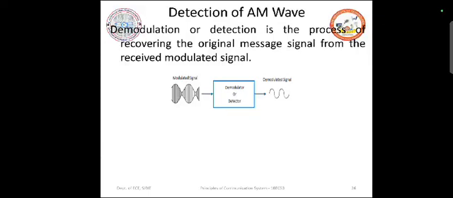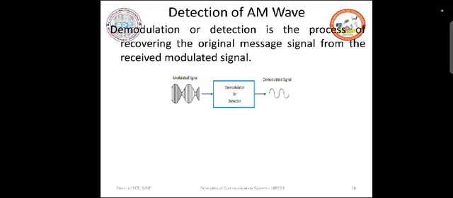So after demodulation, we've got the demodulation of AM. Demodulation or detection is basically the process of recovering the original message signal from the received modulated signal. This happens at the receiver side. What you see at the input of this block is the modulated wave, the amplitude modulated wave.